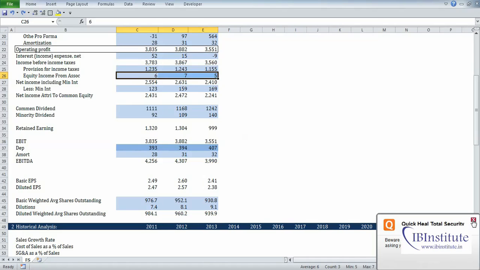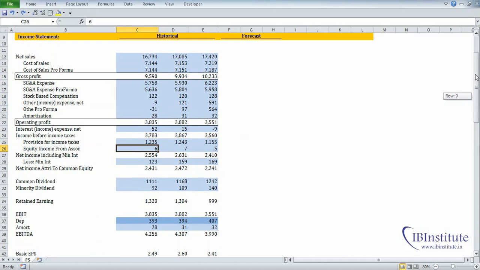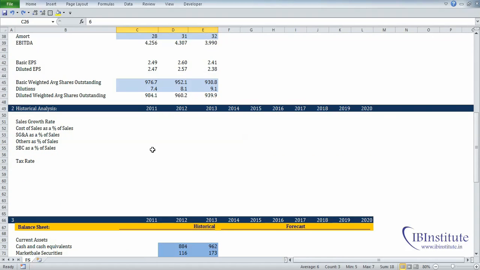As you can see, in the income statement equity income in associate is just $6 million, whereas the net sales of the company is $16,734 million. So this amount is negligible. So we won't spend much time to analyze the investment in associated companies. We will take a simple assumption and calculate equity income growth rate.